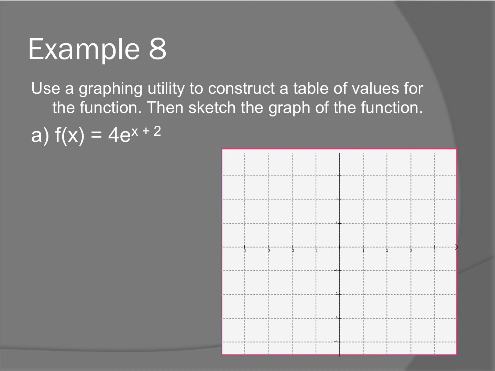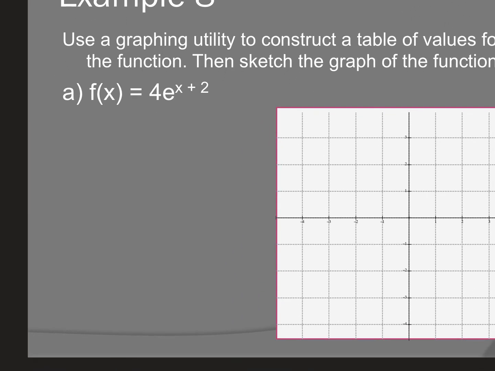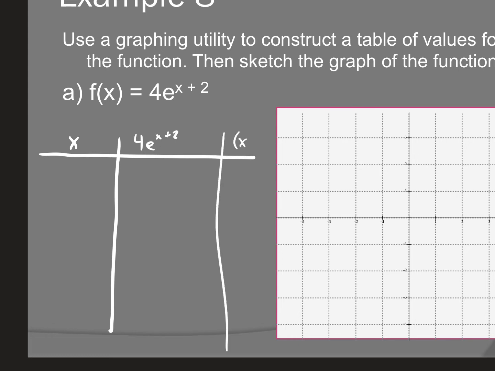All right, example 8 says use a graphing utility to construct a table of values for the function, then sketch the graph of the function. So just like I graphed for my exponential functions, I'm going to plug in numbers and plot those points. I'm going to plug in values for x, put them into my equation, and get values for y, which would be my coordinate points, so x comma y. So what are some good numbers to plug in for x? 1, 0, and -1. Always good numbers.